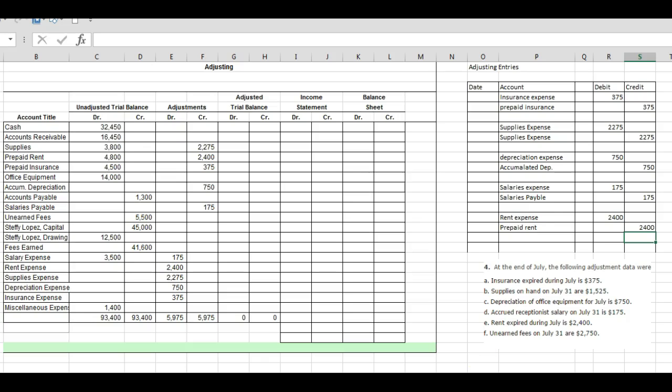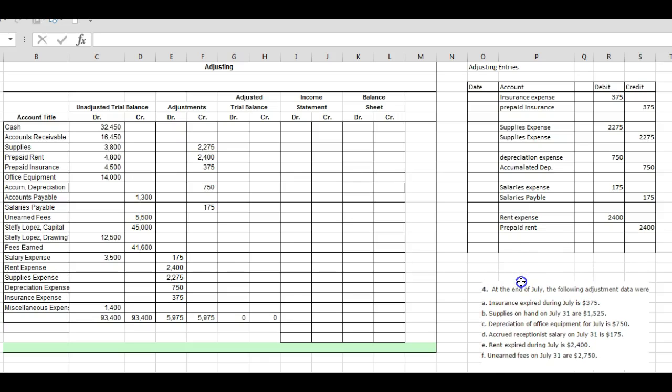Okay, we have one more left, and I'm out of lines, but we'll figure that out here. Let me move that down just a bit. Now my next one is unearned fees were $2,750. So I have unearned fees up here, right? So I need to increase my fees, and that's going to be a credit. So that's $2,750.